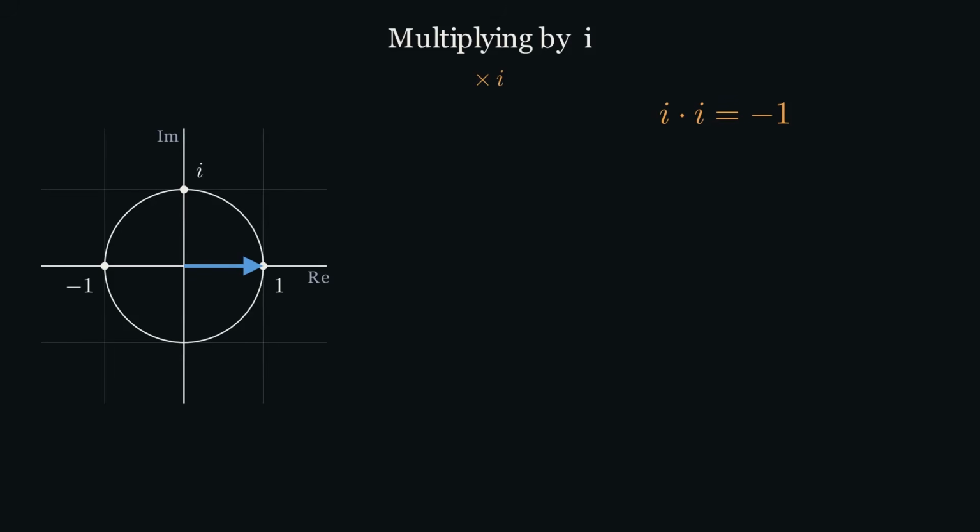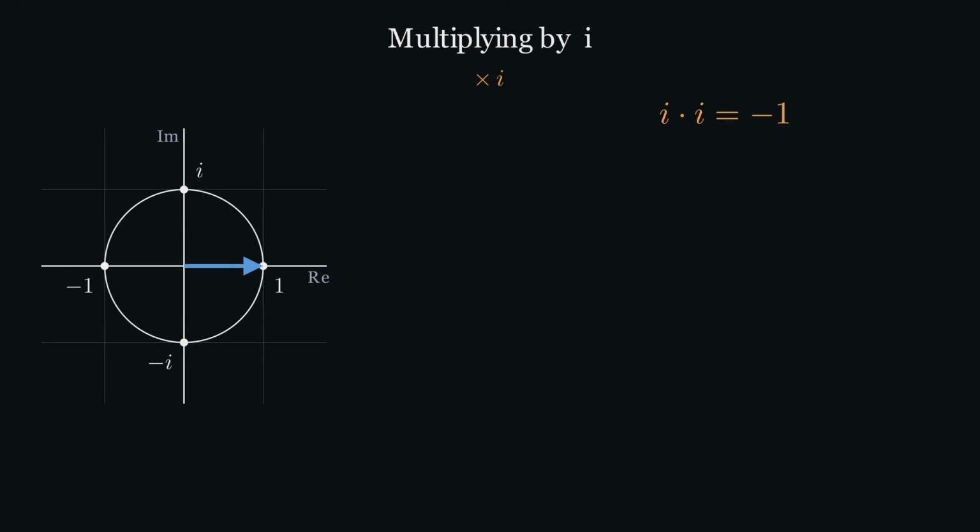So watch what multiplying by i actually did. It took 1, pointing right, and turned it into i, pointing up. A quarter turn. Then it took i and turned it into -1, pointing left. Another quarter turn. Multiply by i again and you get -i, pointing down. And once more brings you home to 1. 4 steps, 4 right angles, a full circle.